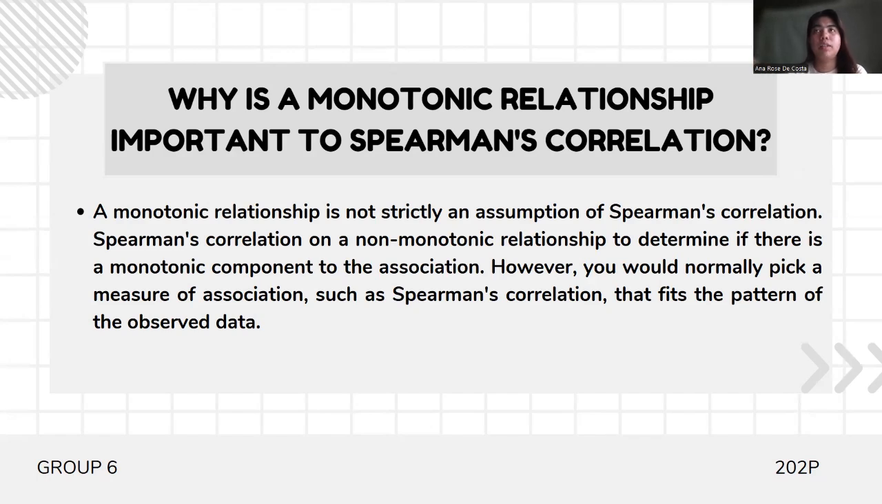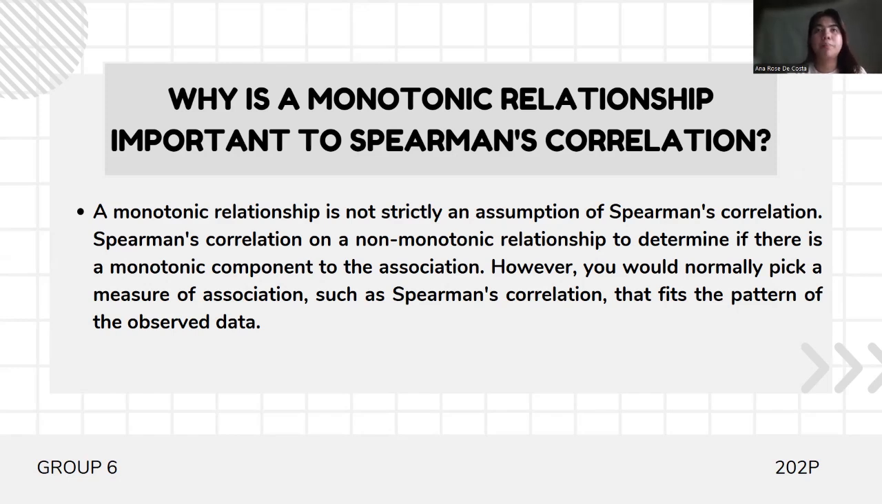Why is a monotonic relationship important to Spearman's correlation? A monotonic relationship is not strictly an assumption of Spearman's correlation. You can run Spearman's correlation on a non-monotonic relationship to determine if there is a monotonic component to the association.